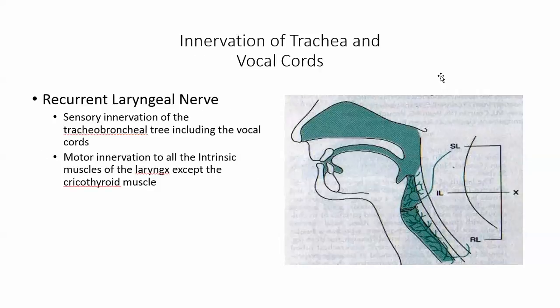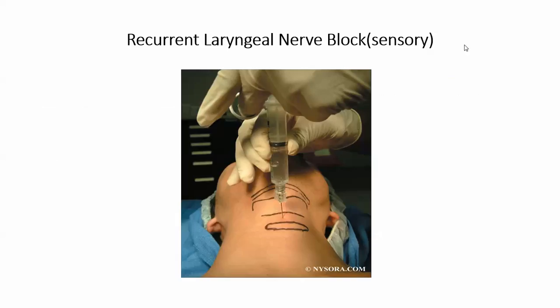The trachea and vocal cords are innervated by the recurrent laryngeal nerve. The recurrent laryngeal nerve also provides motor innervation to all the intrinsic muscles of the larynx except the cricothyroid muscle. The sensory innervation of the trachea can be blocked by performing a transtracheal injection with the local anesthetic.